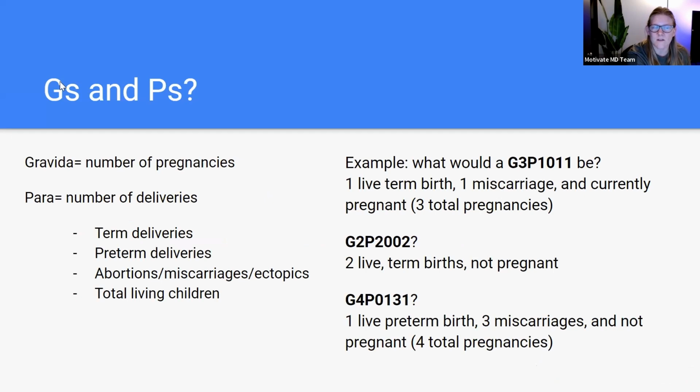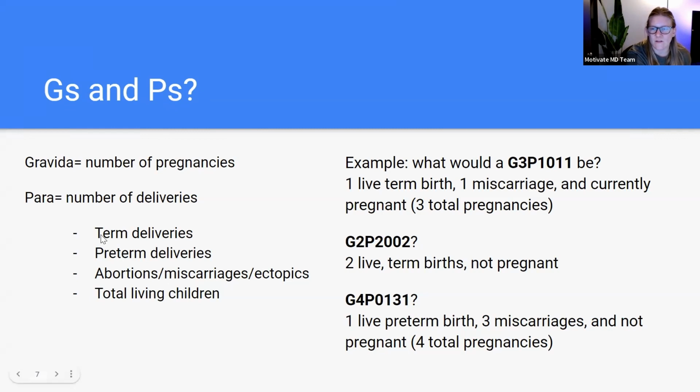So the first number that comes after the G stands for gravida, which is the number of pregnancies that a patient has. And then the P stands for para, which is the number of deliveries that the patient has had. So this is going to have one number after the G, and the P abbreviated would just have one number, and that's like the number of deliveries that they've had. But then you can further break it down into having 4 numbers, and it's going to go in this order.